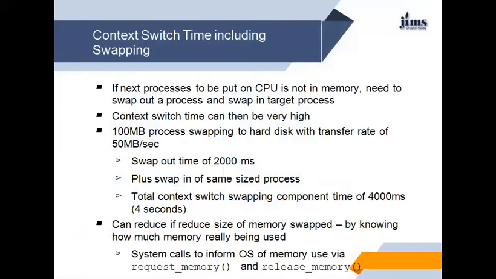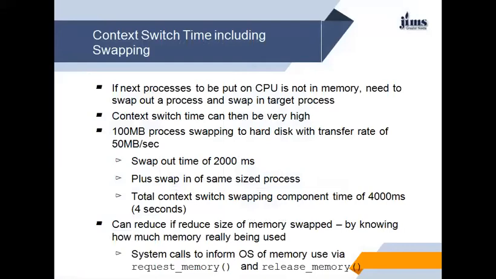Now there is another terminology, that is the context switch time. If the next process to be put on the CPU is not in memory, we need to swap out a process and swap in the target process. Context switch time can then be very high.